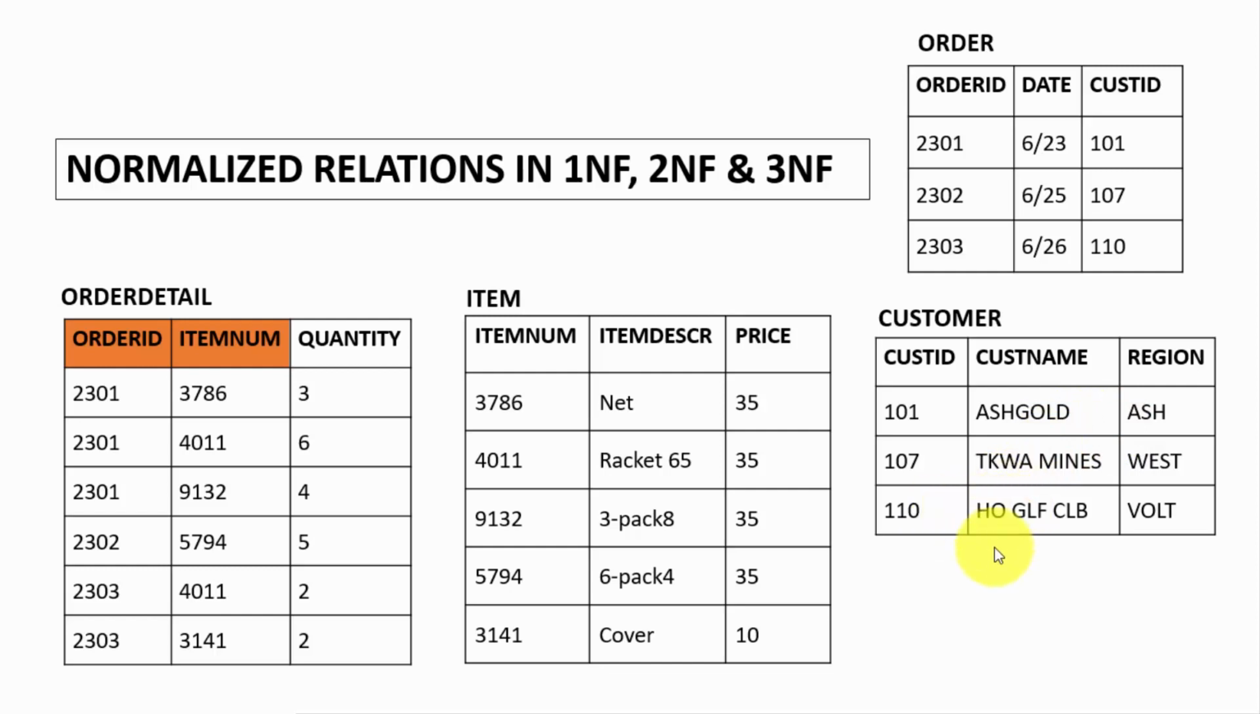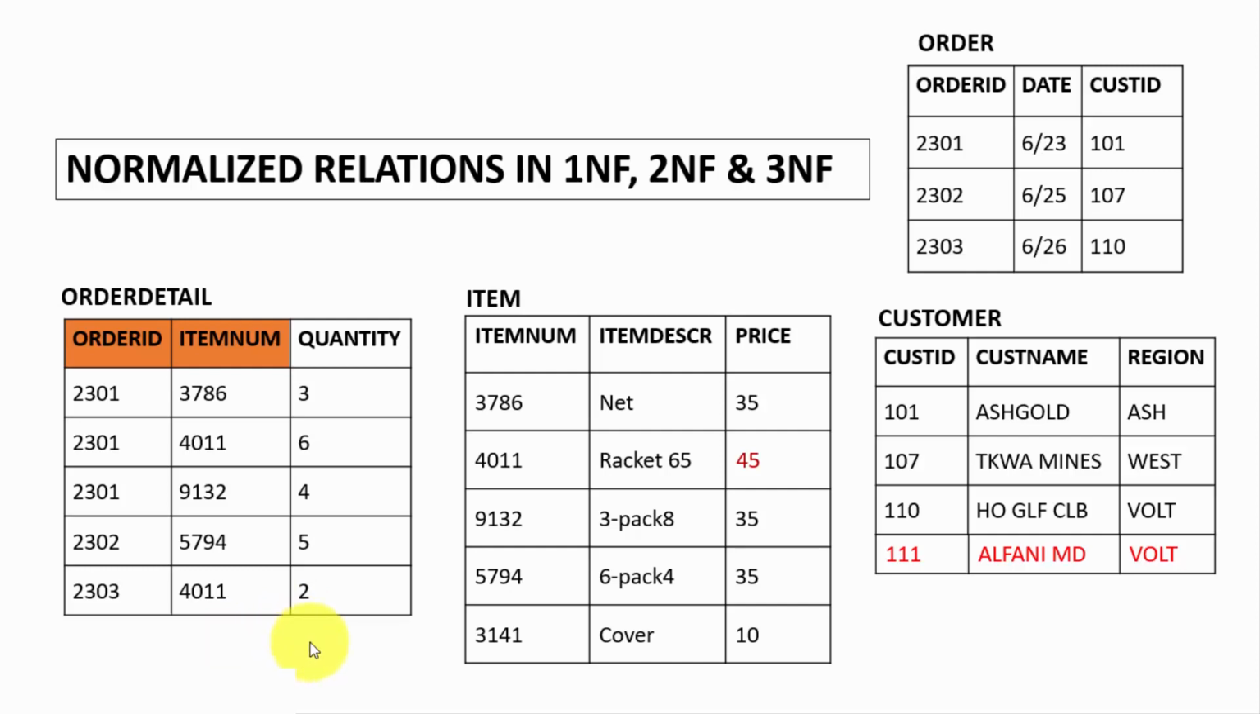If there is a customer who just subscribed but hasn't ordered yet, you just add him to the customer table, and that's all. No insertion anomaly. You don't need to insert in any of the other tables. Also, if you want to change the price of item 4011 from 35 to 45, you change it once in the item table, and wherever there is item 4011, it corresponds to price 45. No update anomaly anywhere. If we delete the last order detail, we don't lose data about the item ordered or the order placed. So no deletion anomaly, unless of course we want to delete the order from the order table.